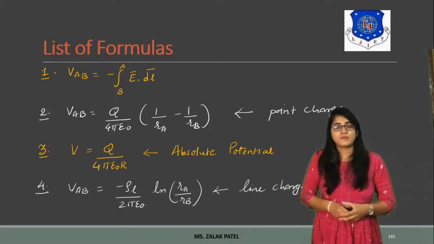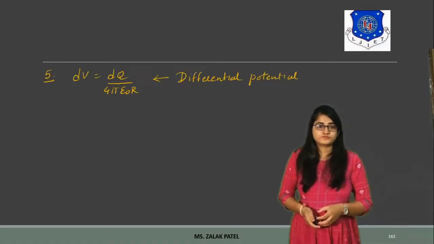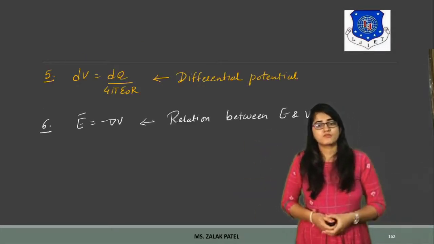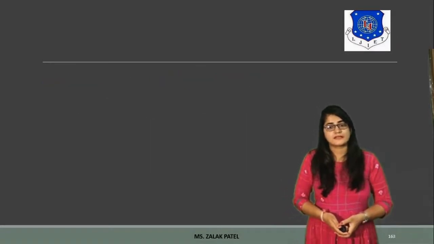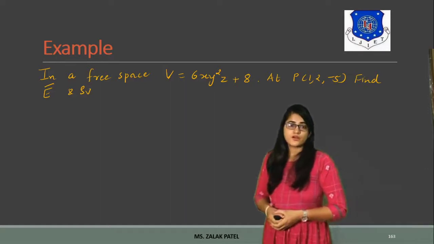For a line charge, it is minus rho L upon 2 pi epsilon 0 ln of RA upon RB. For differential potential, it will be like this, and for the relationship between E and V, E is equal to minus gradient V. So these are some list of equations that we have discussed already.